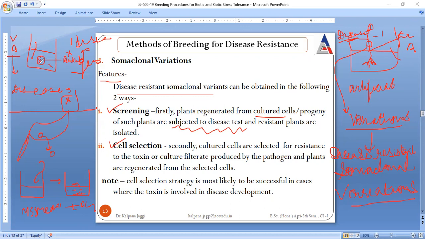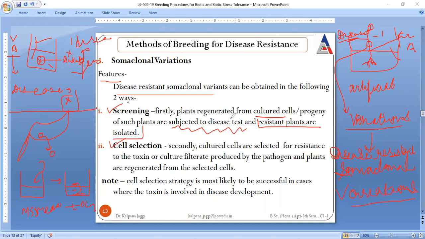This antigen is X. Now we need to say whether it is affected by the presence of this antigen or not. This is said to be the disease test. If it is not affected, that means it has a disease resistant gene. But if it is affected, that means it does not have a disease resistant gene. So this is the screening. The plants regenerated as a result of plant tissue culture are subjected to the disease test, and the ones which grow even in the presence of this antigen are called resistant plants, and those plants are to be selected and isolated from susceptible plants.